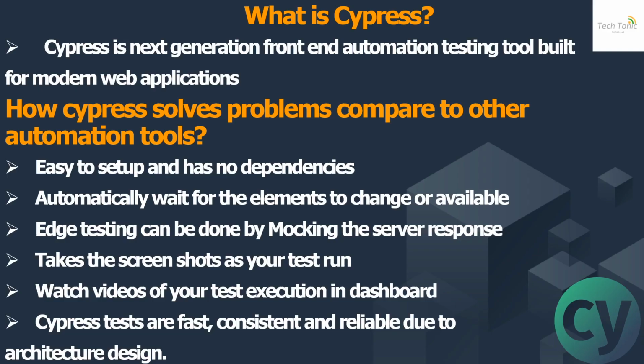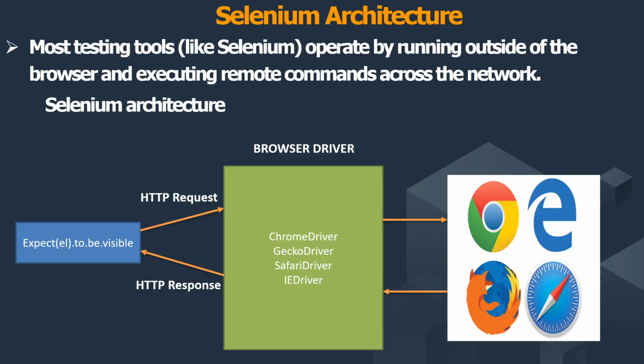Hi friends, in part 2 we have completed what is Cypress, and how Cypress solves the problems compared to other automation. In part 3 I will be going through Cypress architecture, Selenium architecture, and how it solves the problems compared to Selenium or Protractor.